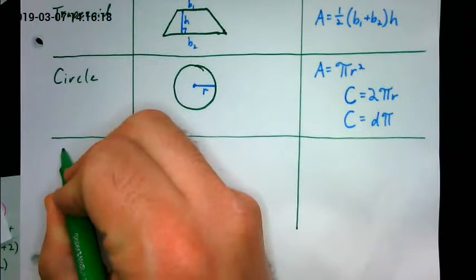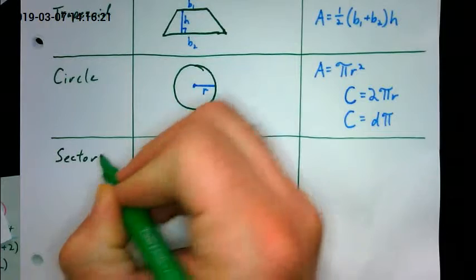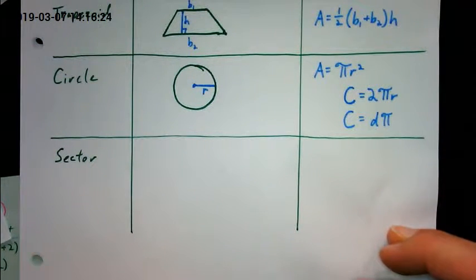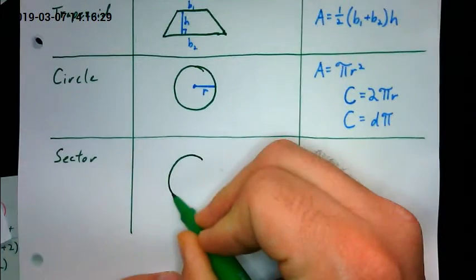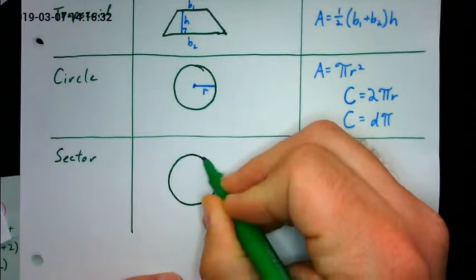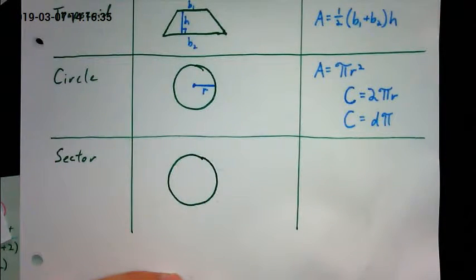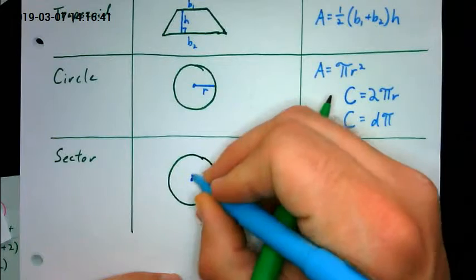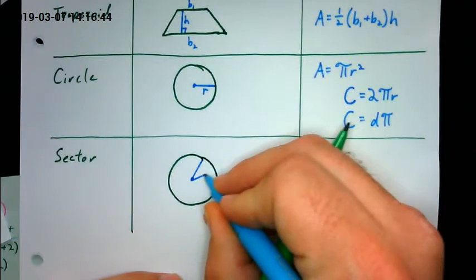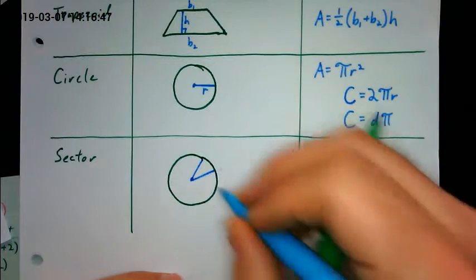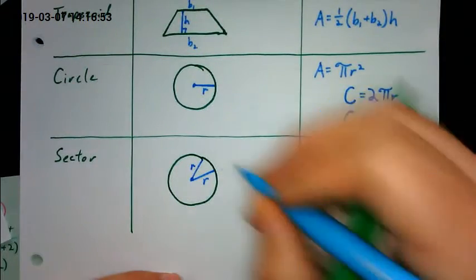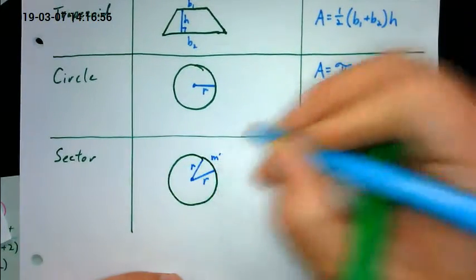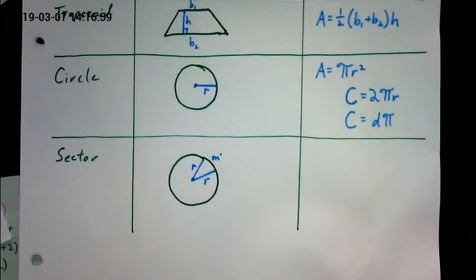Then we have sector. A sector is also dealing with a circle. What's a sector look like? Well, it looks like a triangle in a circle, kind of. It's like a slice of pizza. So a sector is outlined by 2 radii and an arc. There are 2 things that you really need in order to find the area of a sector.